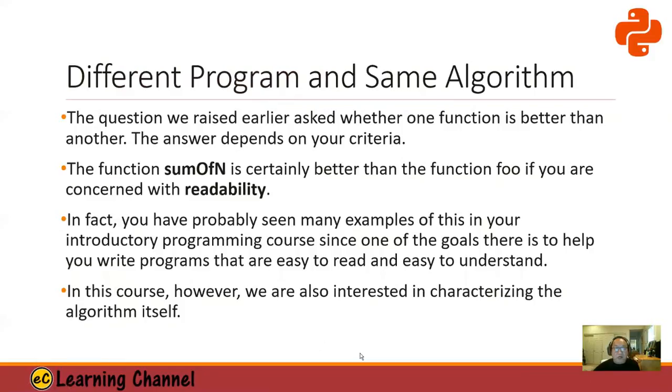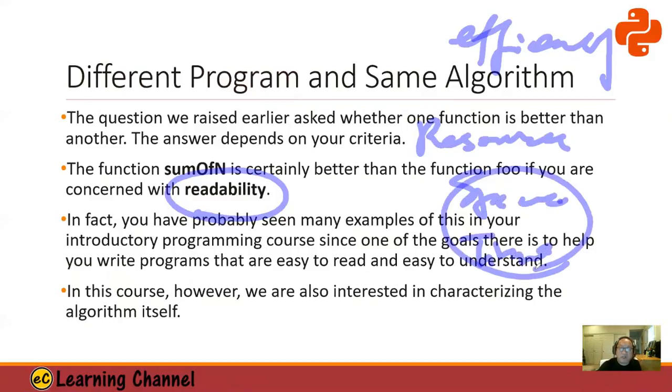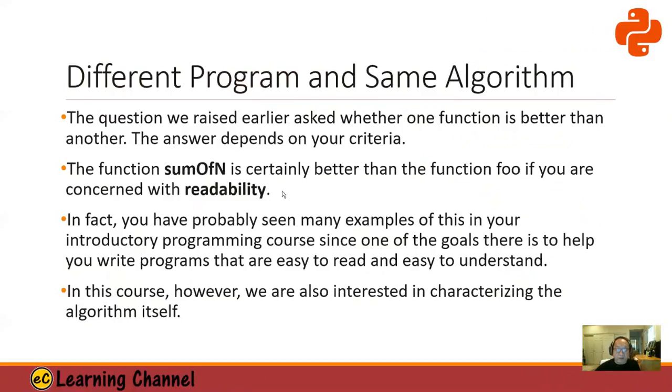So there are some important issues in comparing algorithms. One is readability, the other is efficiency, and also the resource requirement. Resource requirement includes space, how much disk space it takes, and also time complexity, how fast it will run, or any special device needed. Those are the analyses we need to do for comparing programs. In fact, you have probably seen many examples of this in your introductory programming course.